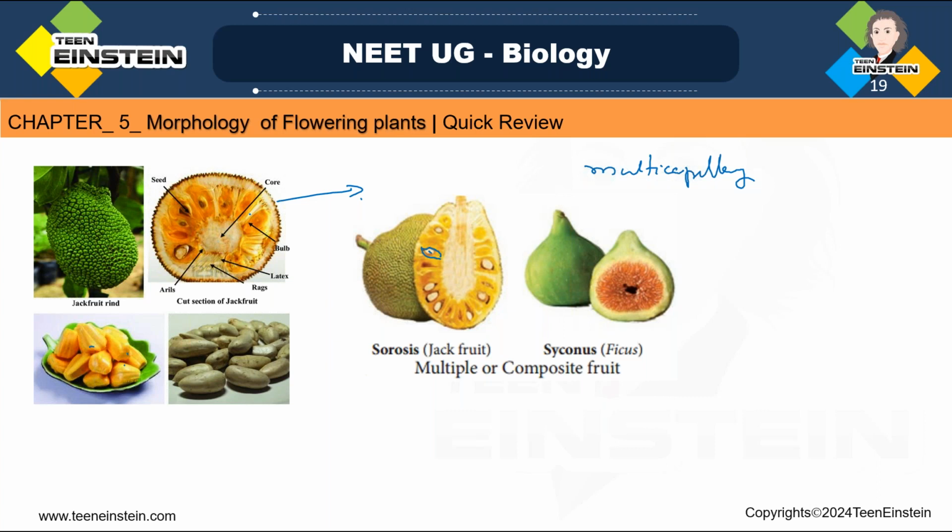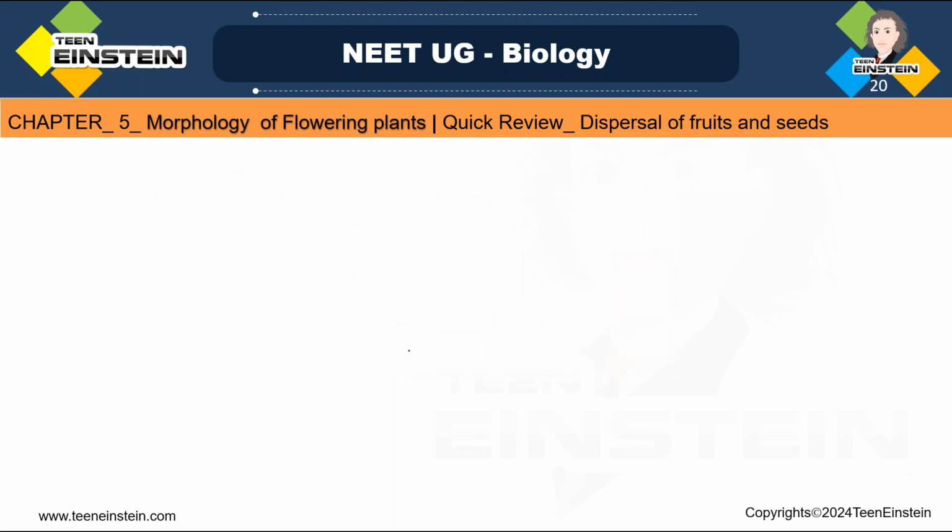So jackfruit, here you can see that is a sorosis of jackfruit and syconus of fig fruit. This is syconus of fig fruit and sorosis of jackfruit. Now the fruit is developed in a plant, but how the seeds are getting dispersed, dispersal of fruit and seeds, how it is taking place with different agencies.